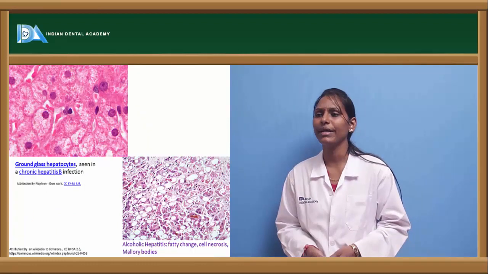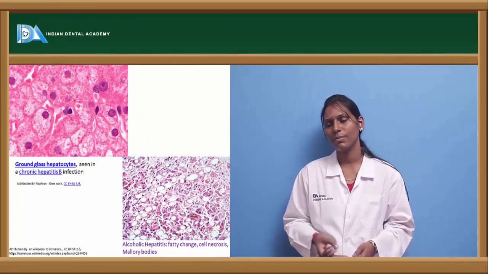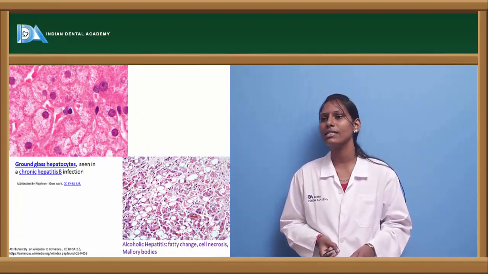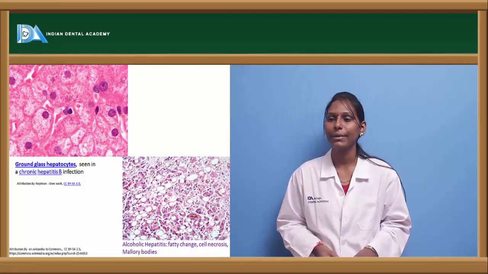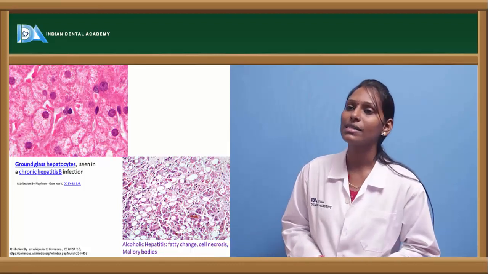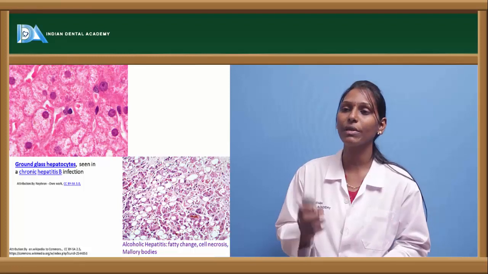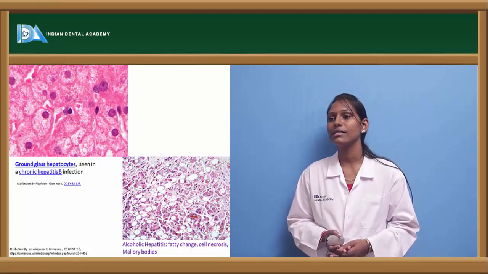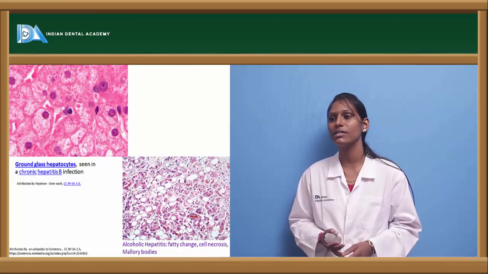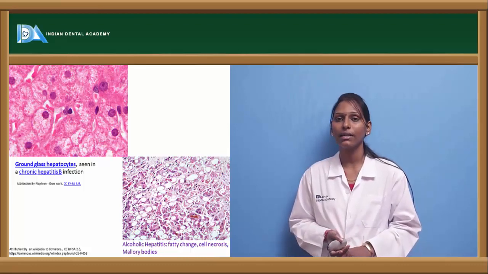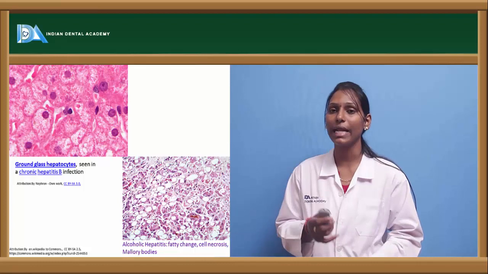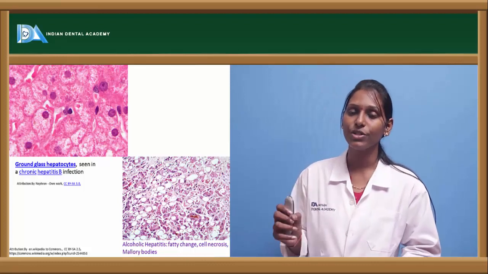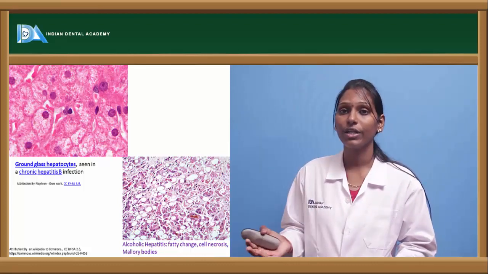This image shows a histopathology slide where ground glass hepatocytes are seen in chronic hepatitis B infection. Ground glass hepatocytes are one of the pathognomonic features of chronic hepatitis B infection. In the other picture we can see fatty change, cell necrosis and Mallory bodies in the case of alcoholic hepatitis, in a patient who is a chronic alcohol user.